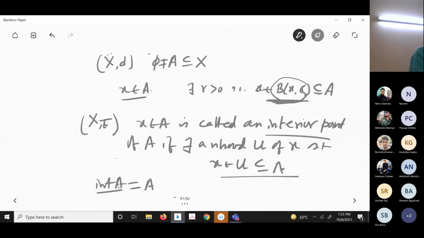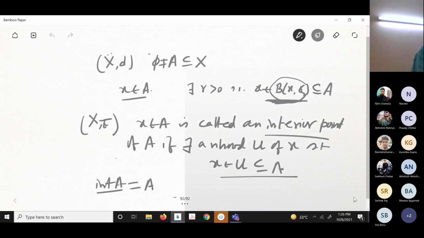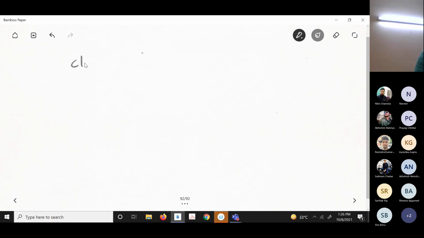Again, look at closure point and accumulation point. I have given the result here. Then in a metric space, I will do that. Look again. Now, closure point.